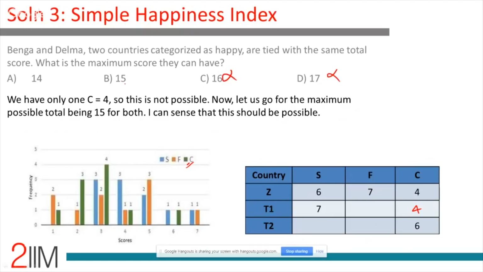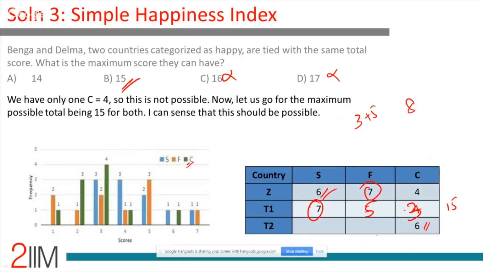I'm already sensing that this should be possible. I'm going to shoot for 15 being possible. Now let's think about this. 7s are out. 6s are out. We have only 5s and 4s to deal with. For C, 4 is out. These two, now you're shooting for a total of 15. And so 7 is gone. These two should add up to 8. And 4 plus 4 is ruled out. Our best case scenario is a 3 plus 5. F3, C5, not possible. There is no C5.